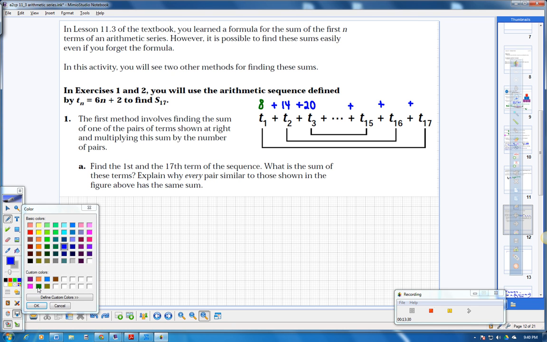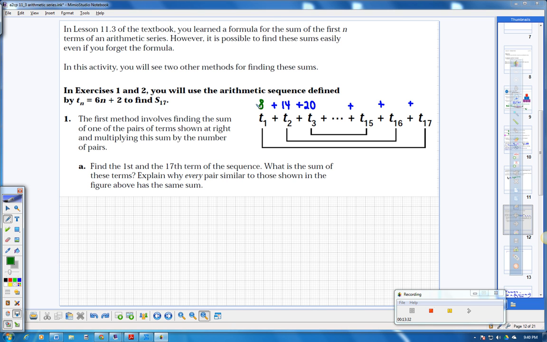So what I have to do is use that formula to figure out the first term and the last term. Use the formula, figure out the first term is 8, 6 times 1 plus 2, and then the last term, 6 times 17 plus 2. Now we got 60 plus 42 is 102, and 104, right? 104. And that's really all you need. You can apply the formula from there. Take 8, add 104 to it.